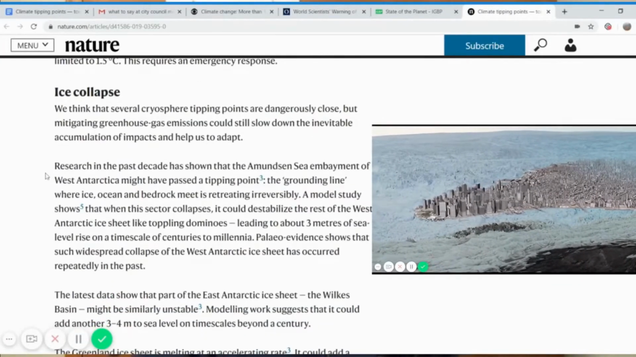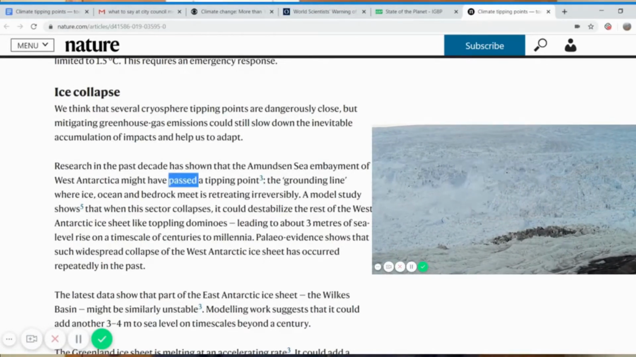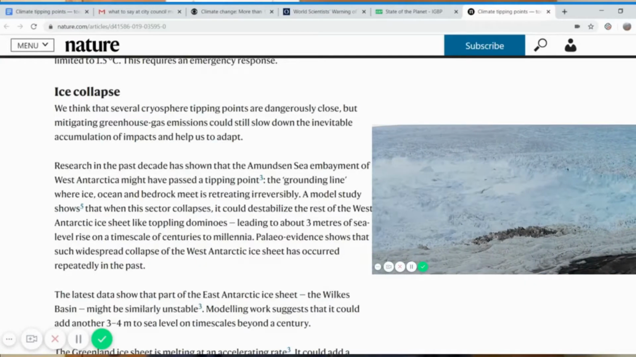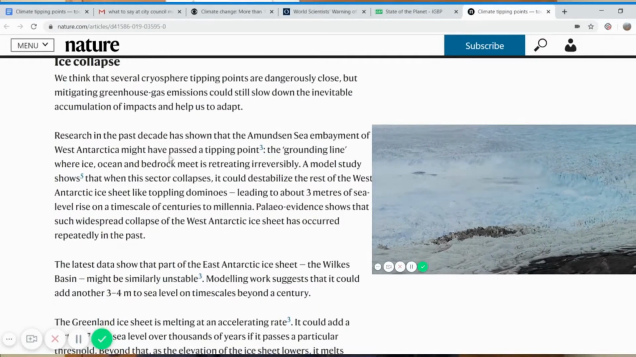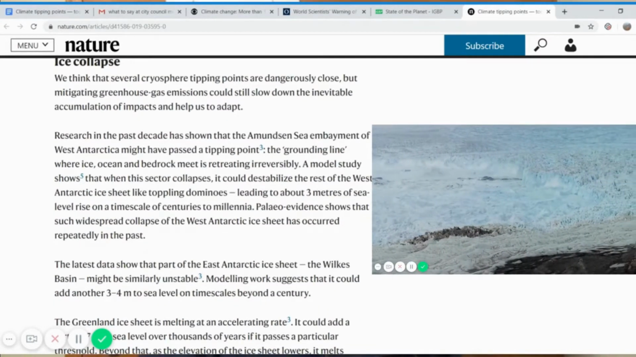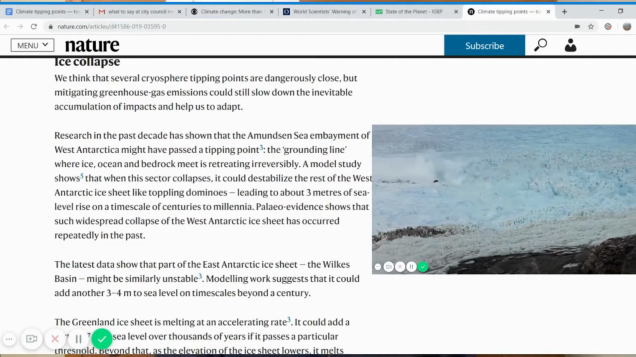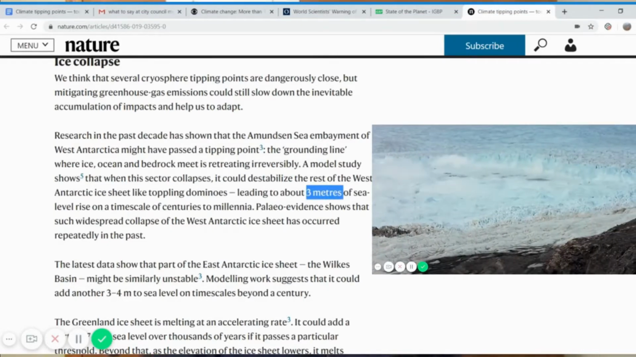So, what are these tipping points? Well, the easiest one to understand and visualize is ice collapse. Research in the past decade has shown that the Amundsen Sea embayment of West Antarctica might have passed a tipping point already. The grounding line where ice, ocean, and bedrock meet is retreating irreversibly. A model study shows that when this sector collapses, it could destabilize the rest of the West Antarctic ice sheet, toppling like dominoes, leading to about 3 meters of sea level rise on a timescale of centuries to millennia.